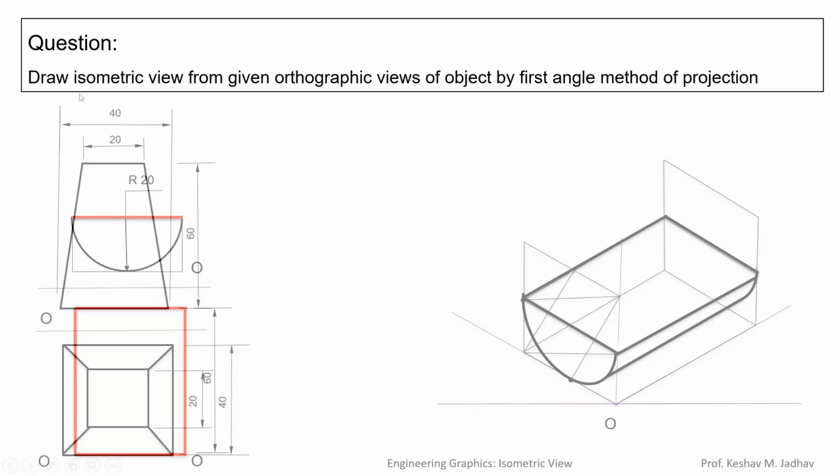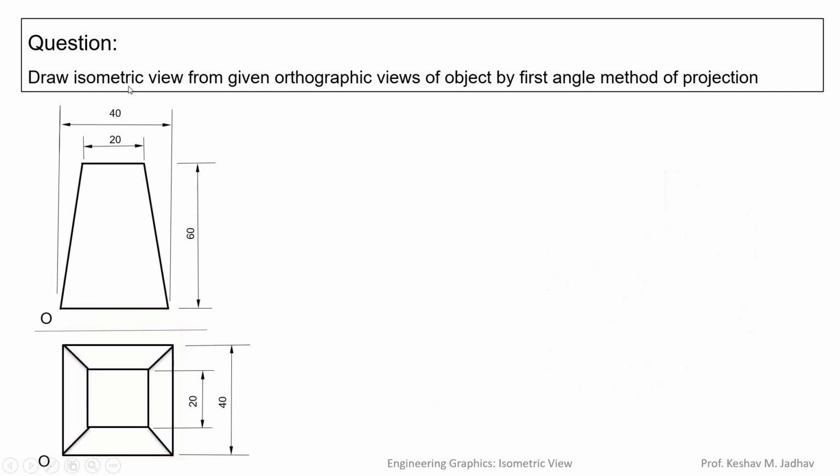Let us take the next example. The question is like this: draw the isometric view from the given orthographic views of the object by the first angle method of projection. So the orthographic views are given as per the first angle method of projection. So this will be the front view and this will be the top view of the object. So first we will try to visualize this object.